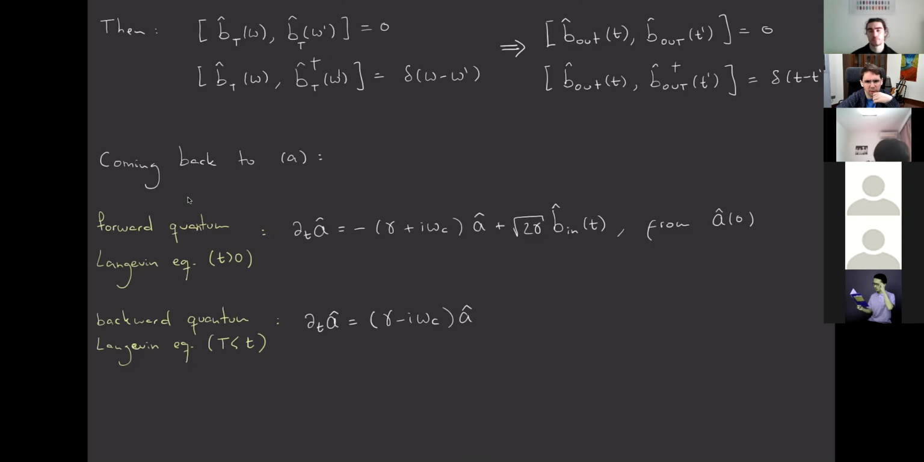And I think we have minus i omega_c still. Yeah, of course, because that comes from the equation itself. And then minus the square root of 2 gamma, and now we have the output operator instead of the input. And this, you have to solve it from some final condition that you know.